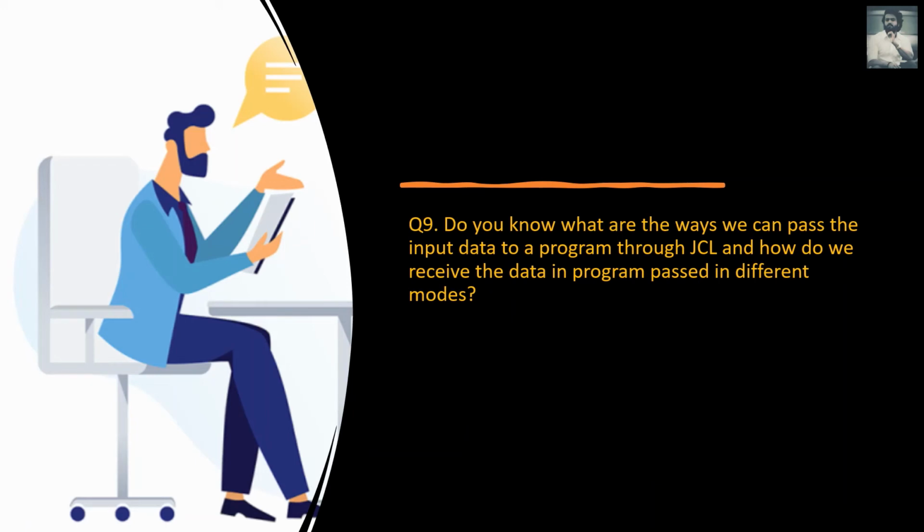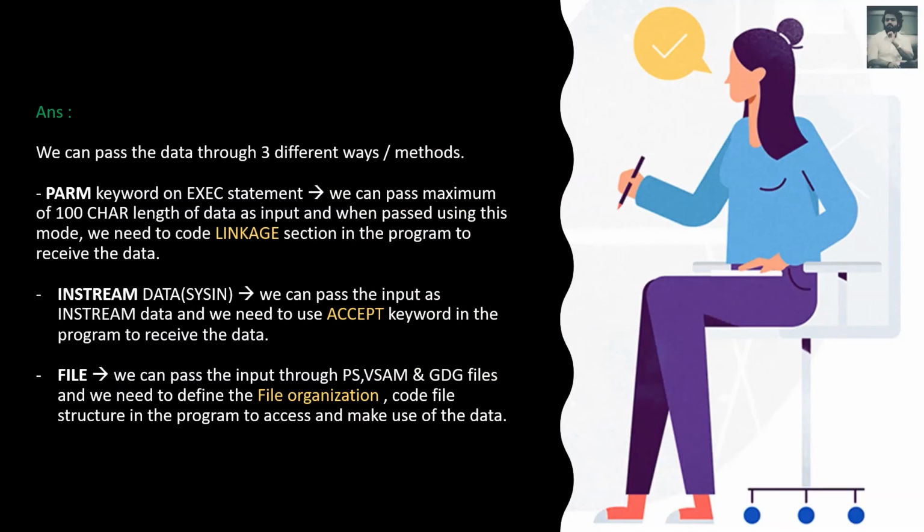Ninth question. Do you know what are the ways we can pass the input data to a program through JCL? And how do we receive the data in program passed in different modes from the JCL? Answer would be, we can pass the data through three different ways or methods. One way is to pass the data using PARM keyword, parameter keyword, on EXEC statement. Constraint is, we can pass maximum of 100 character length of data as input, and when passed using this mode, we need to code linkage section in the program to receive the data.